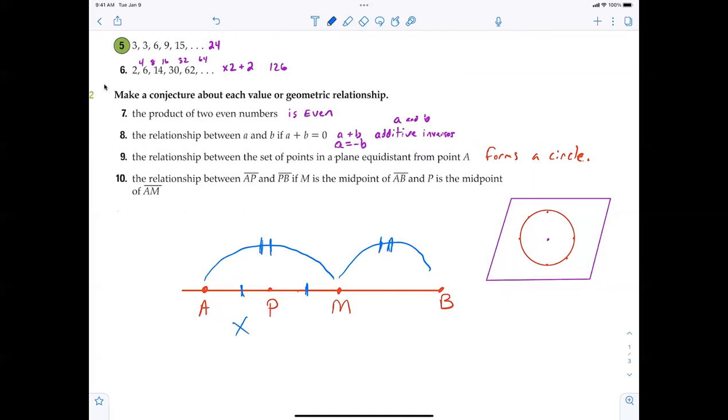then PM is what? Help me, guys. I'm trying to get you to visualize this. If AP is X, what's PM? Also X. And then MB is what? 2X. Thank you. Come on, join in the class, guys.